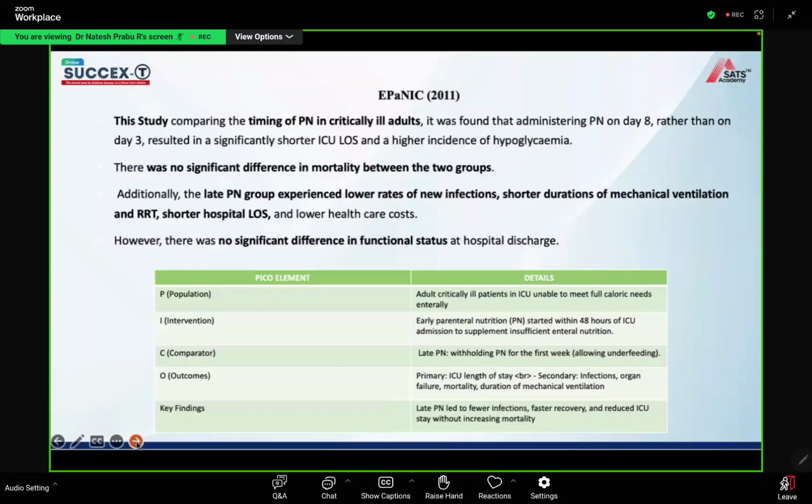The EPaNIC trial, where the timing of parenteral nutrition in critically ill patients was studied. So early parenteral nutrition was started within 48 hours of ICU admission, and the other one is the late parenteral nutrition. So what they found out was late parenteral nutrition led to fewer infection rate, faster recovery, and reduced ICU stay without increasing mortality. So hence this study suggests that we can delay parenteral nutrition. So there is no significant benefit in starting early parenteral nutrition in critically ill patients.